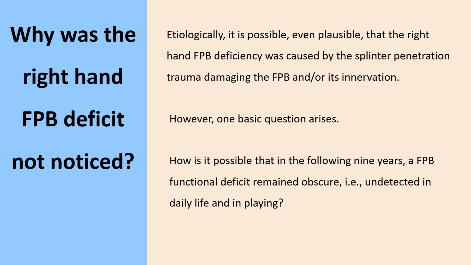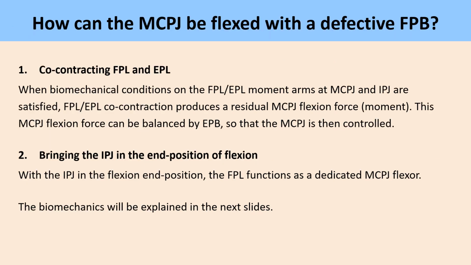However, one basic question arises. How is it possible that in the following 9 years, the flexor pollicis brevis functional deficit remained obscure, that is, undetected in daily life and in playing? This question can be answered by the following question. How can the MCP joint be flexed in the unloaded thumb when the flexor pollicis brevis is deficient?